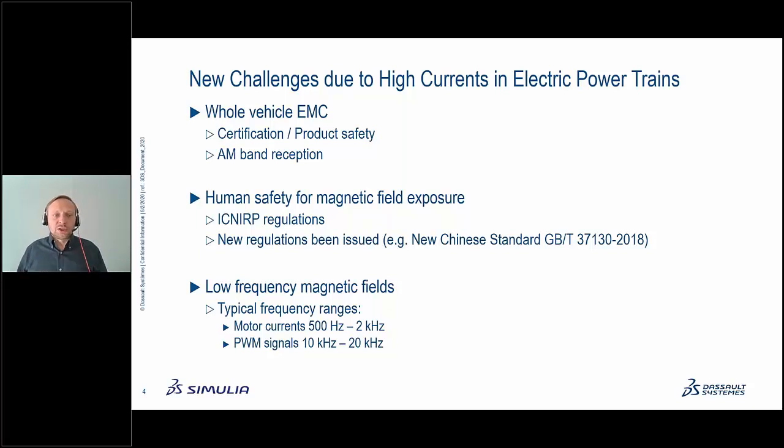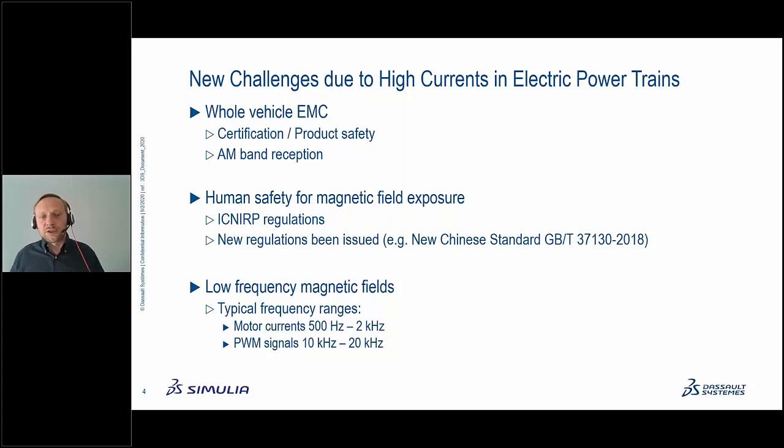But there are new challenges, especially for the low frequency magnetic field for human safety. With such high currents, the low frequency magnetic fields, where the frequency is typically around a few kilohertz, the fields created by these high currents are well within the regulation standards, for example, by ICNIRP. So like you have SAR for mobile phones, you also have limits for exposure to low frequency magnetic fields. And with these currents at about 500 hertz, you will come to a region where you have to make sure that you comply with the standards.